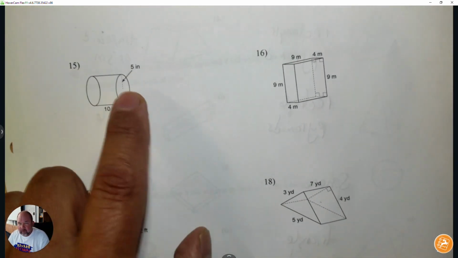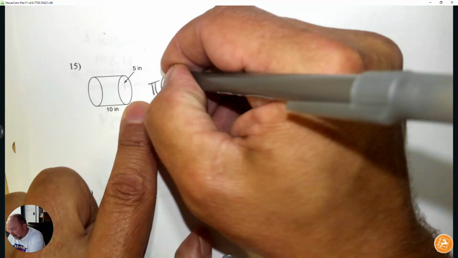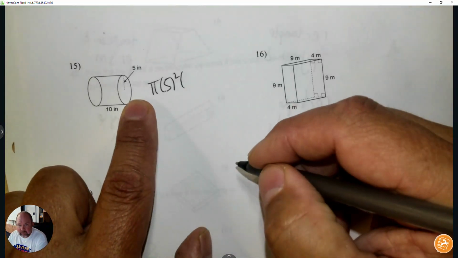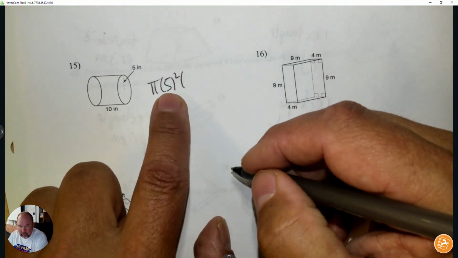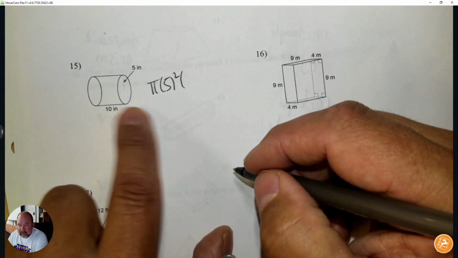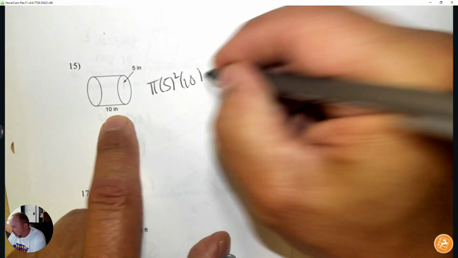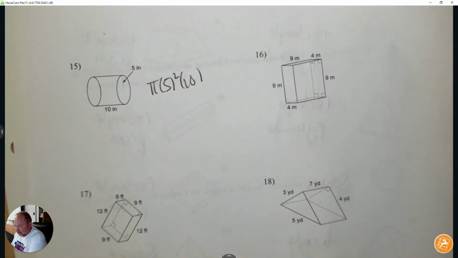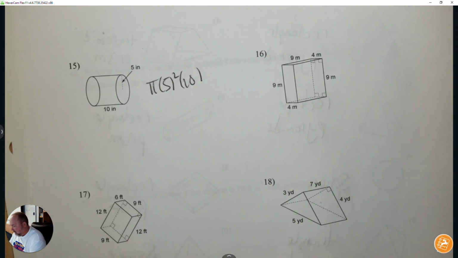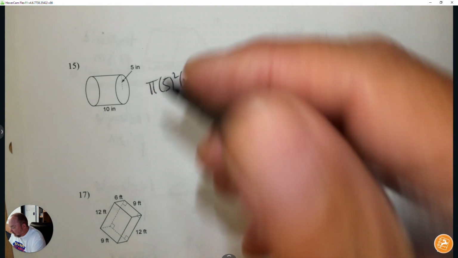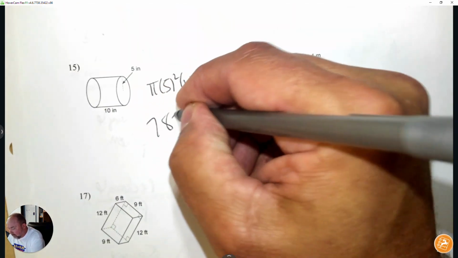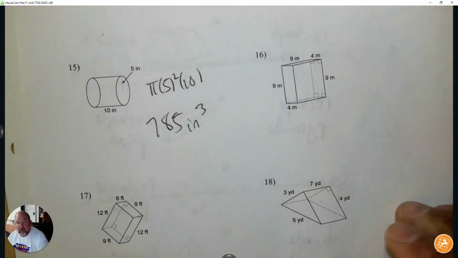Cylinder. Start with a circle, which is pi r squared, so the area of the circle, that's the radius, times the height, which is the distance between them. This one, I can't do in my head. This one, I can approximate it, but I'm going to go pi times that, 785. I'm just going to round it. And again, that's inches cubed.